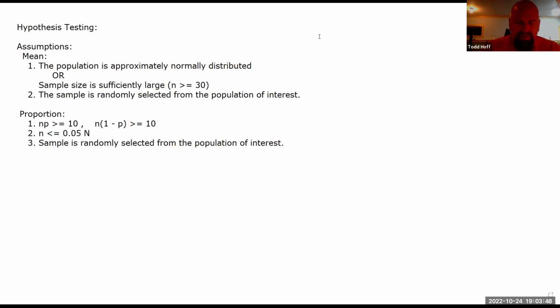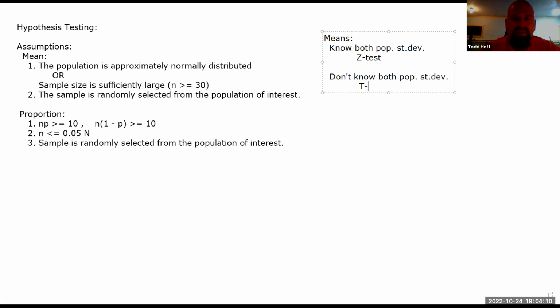For means, remember, if we know both population standard deviations, then it's a z-test. If we don't know both population standard deviations, then it's the t-test.